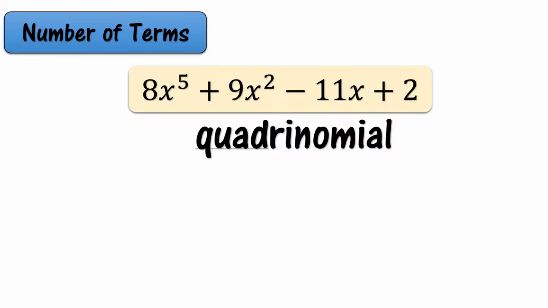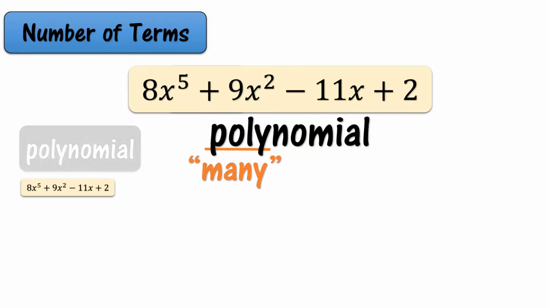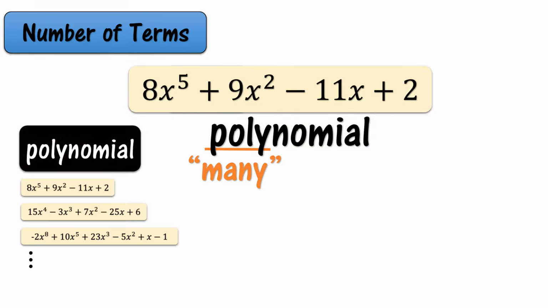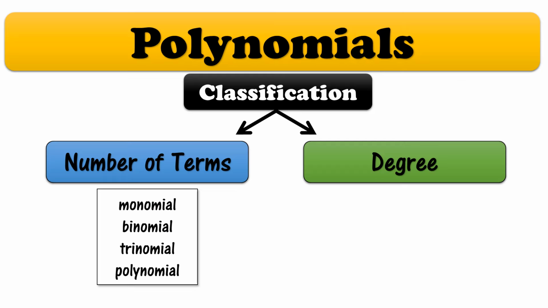Long story short, we simply call expressions with 4 or more terms polynomials. Poly meaning many. In summary, the word polynomial is used in two ways. First, it's used to classify expressions with 4 or more terms. Second, it's also what I call an umbrella term for any expression, thus the definition at the beginning of this video. That covers classifying polynomials by the number of terms.